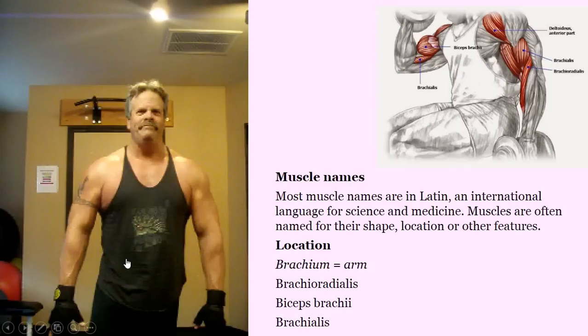I mentioned here most muscle names are in Latin, some are in Greek, and that's an international language. So if we're talking to someone in a different country, the brachioradialis is still the brachioradialis. Brachii means arm, so when you see that word brachii, then you're thinking it's something to do with the arm. Brachioradialis, that was the big forearm muscle. Biceps brachii and brachialis, all part of the arm.